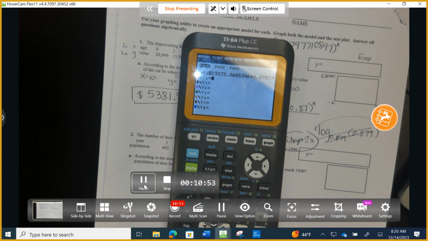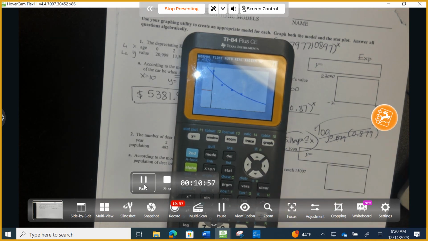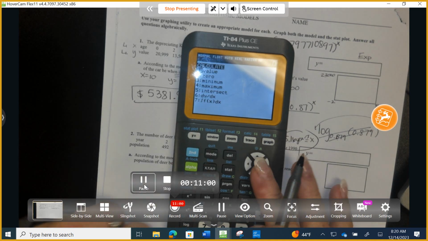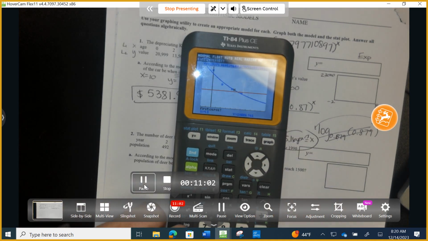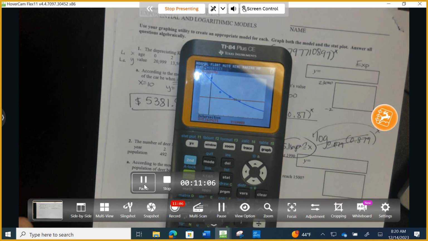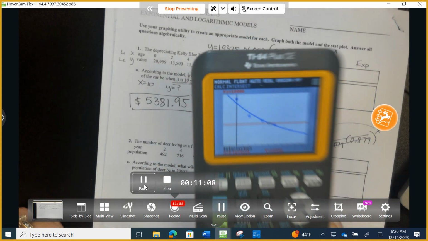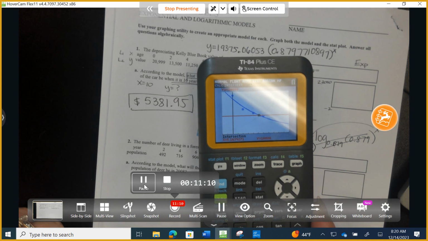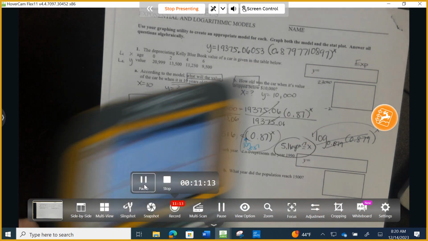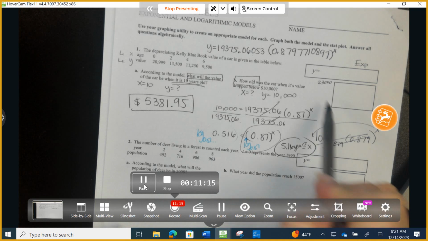Let's go up here. We know the value of the car is a Y value. I'm going to graph it and go second trace, intersect, enter, enter, enter, and we can see we get the exact same answer. Again, this is how I think you should do it on your AP exam, unless they say you have to show all of your work. This is how we need to do it for your unit exam.